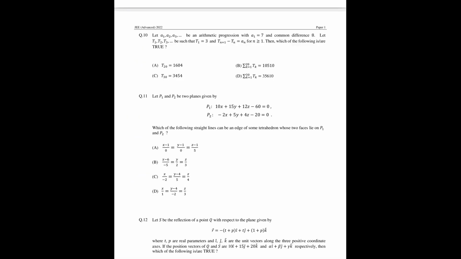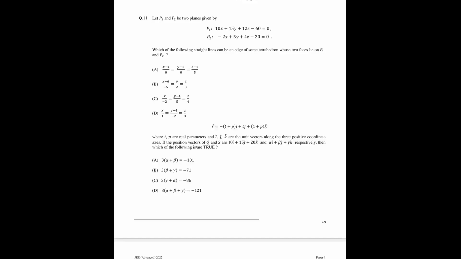Question 11. Equation of a plane is given. I am not sure how to do this in Python. I'm going to skip it. If any of you know how to do this in Python, please let us know in the comments section. Let us skip to question 12.